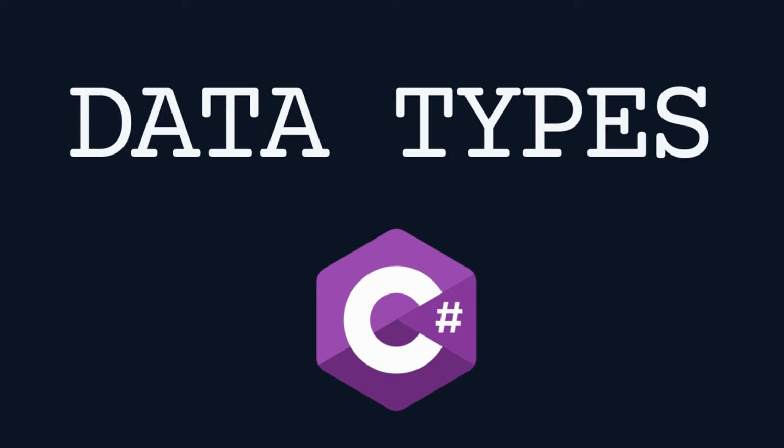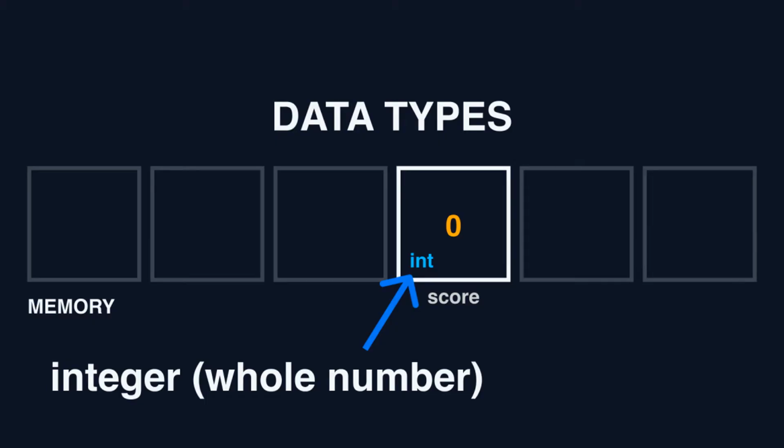Hey guys, so let's talk about data types. The variable data type represents what kind of data the variable is holding. For example, if we want to store the game score, we need an integer variable. An integer is a whole number.